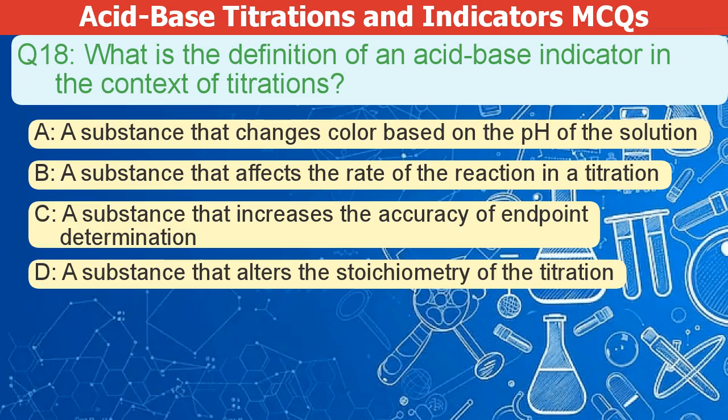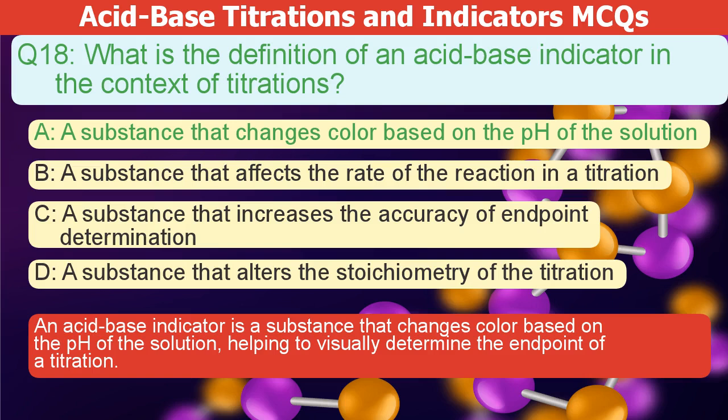What is the definition of an acid-base indicator in the context of titrations? A. A substance that changes color based on the pH of the solution. B. A substance that affects the rate of the reaction in a titration. C. A substance that increases the accuracy of endpoint determination. D. A substance that alters the stoichiometry of the titration. The correct answer is A. An acid-base indicator is a substance that changes color based on the pH of the solution, helping to visually determine the endpoint of a titration.